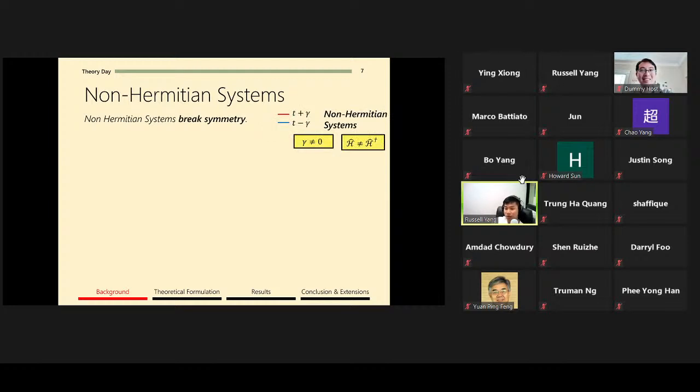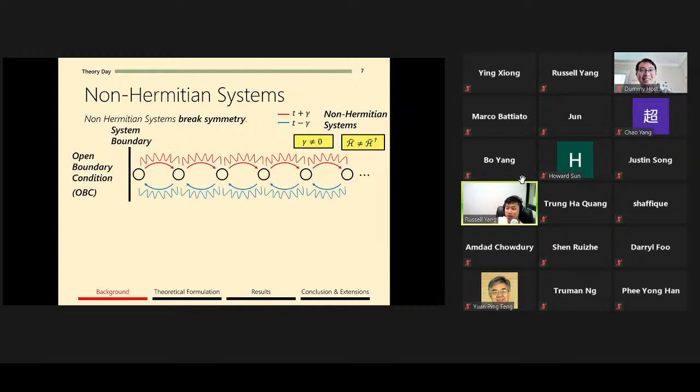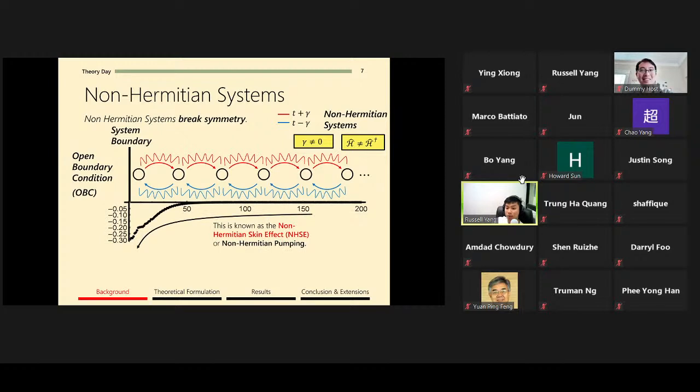Given a Hermitian system, a non-Hermitian system would then be a system with asymmetric hoppings. In a simple system, this would be leftward hoppings T minus gamma, no longer equal to rightward hoppings T plus gamma. One effect that arises from such a configuration is known as the non-Hermitian skin effect, or NHSE, where the eigenstates decay exponentially from the system edge. This breaks the celebrated bulk-boundary correspondence and results in an effect we can no longer explain using topology alone. In other words, there's new interesting physics at play.